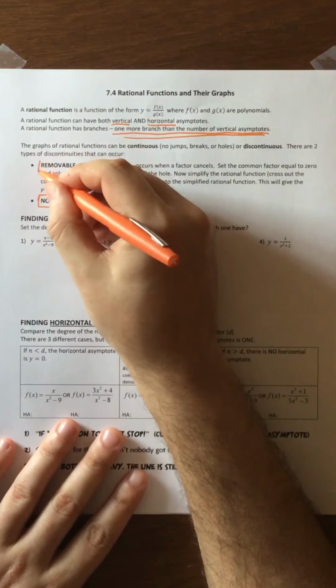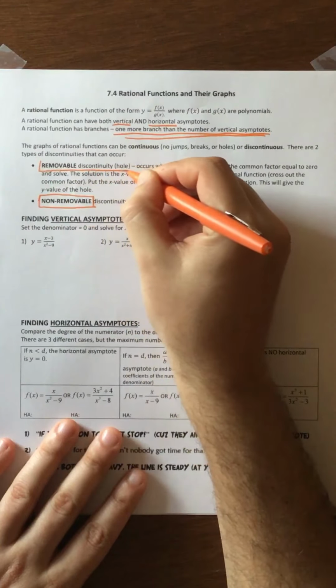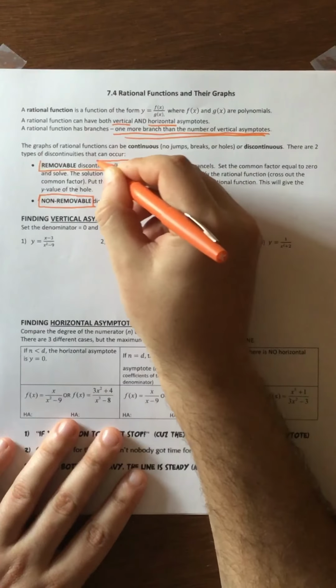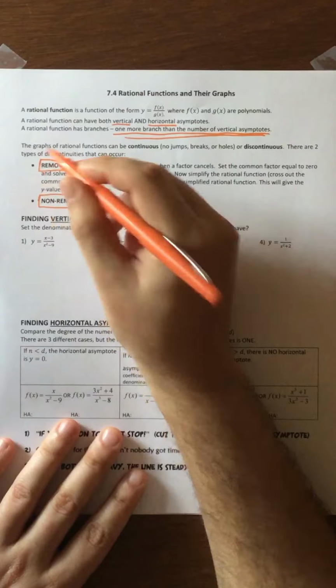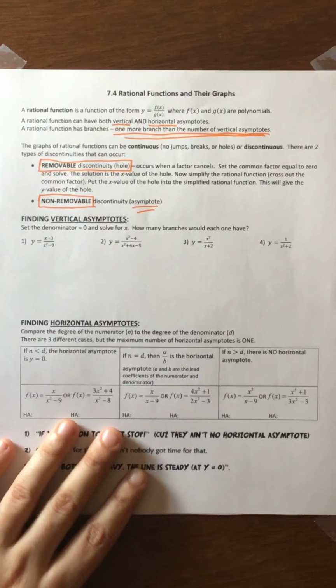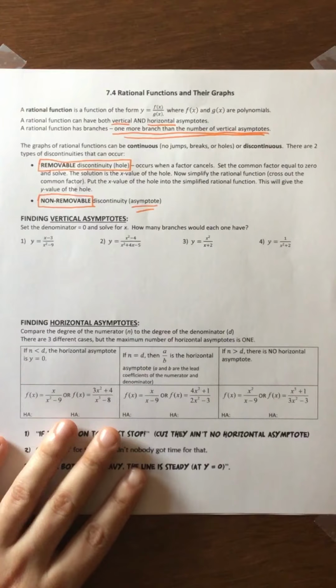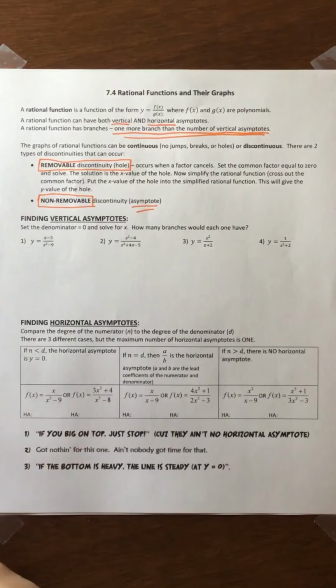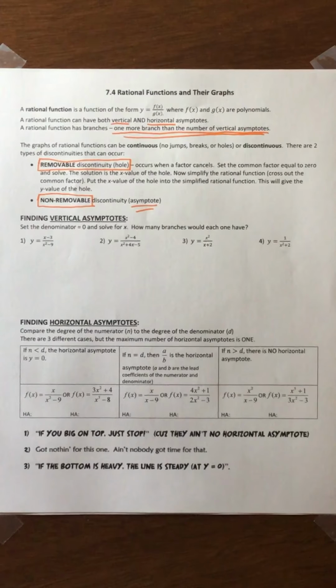Removable discontinuities, which come up a lot in pre-calculus and calculus, are also called holes. Those occur when a factor cancels. I showed you guys this earlier in the year and said we'll be looking at these later on, but they're something that can be a discontinuity that can be removed from the equation.